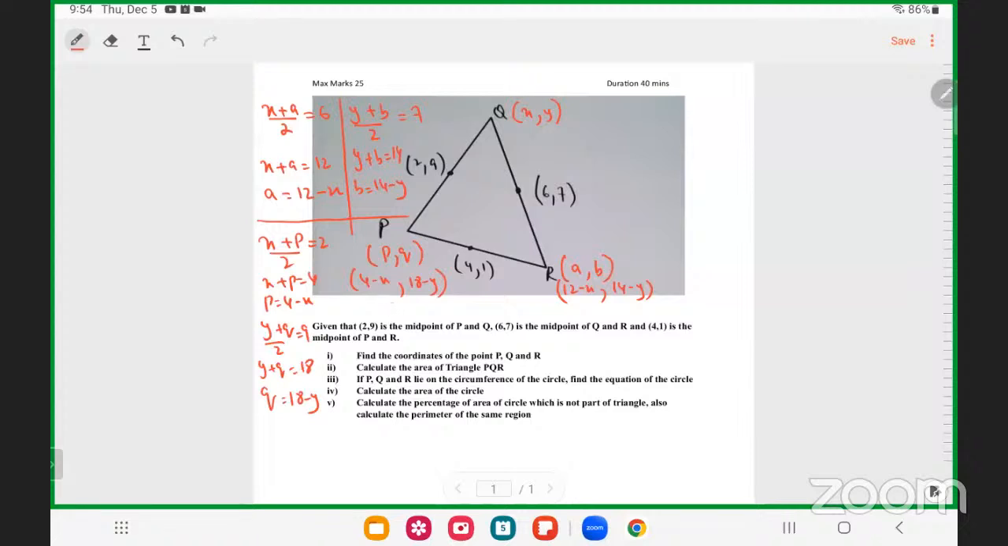Now, this is in terms of X and Y. This is also in terms of X and Y. And if I find the midpoint of these two, I will be able to find the values of X and Y. So, (4 minus X plus 12 minus X) divided by 2 is 4. 4 plus 12 is 16, minus 2X upon 2 is 4. 16 minus 2X is 8, minus 2X is 8 minus 16, minus 2X is minus 8, X is 4.